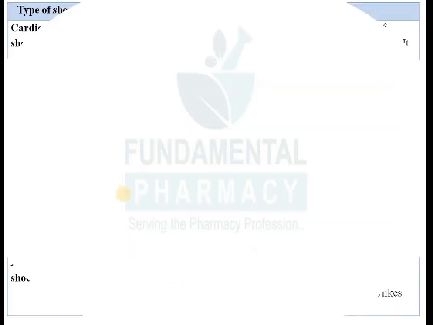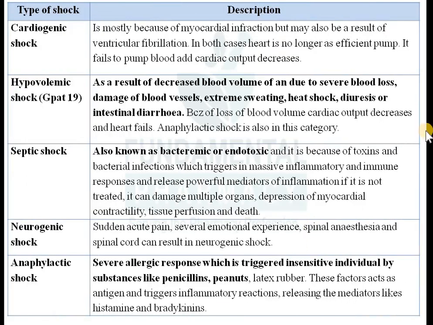Now, next point. This is a very important point. Types of shock. There are different kinds of shock that occur in a patient: cardiogenic shock, hypovolemic shock, septic shock, neurogenic shock, and anaphylactic shock. So these terms are very important. There was a question in GPAT 2019 regarding hypovolemic shock. They might also ask you questions regarding septic shock, neurogenic shock, anaphylactic shock, and all that. So see one by one.